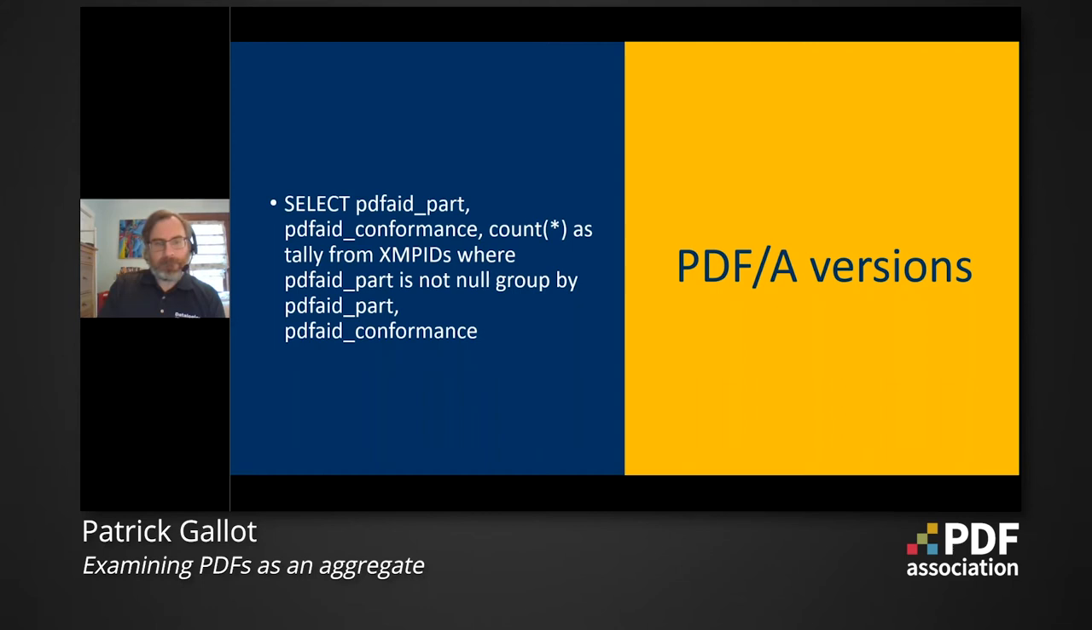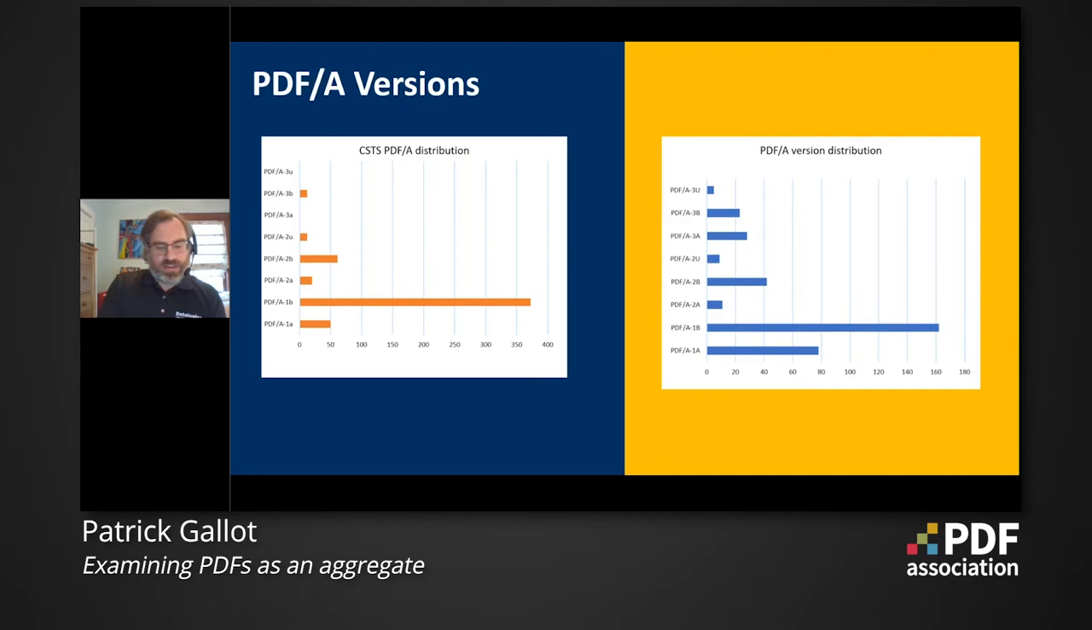The dominant flavor of PDF/A for both repositories is still PDF/A-1b, though the outside repository seems to have more examples of newer versions of PDF/A, both on a relative basis and in some cases on an absolute basis. This is in spite of the outside repository being 1/6 the size of the internal repository.